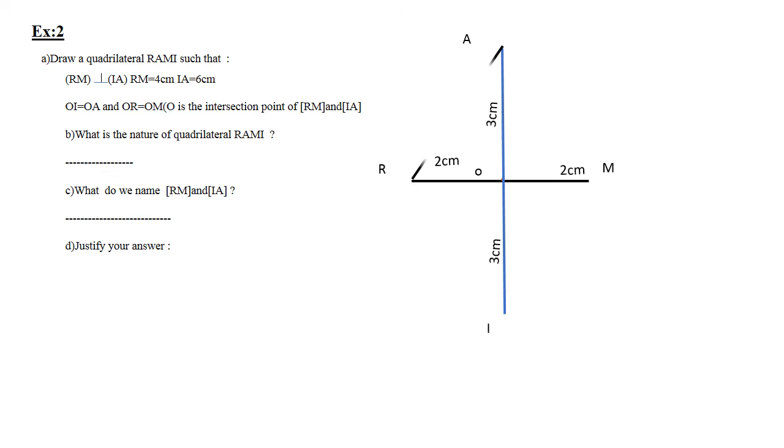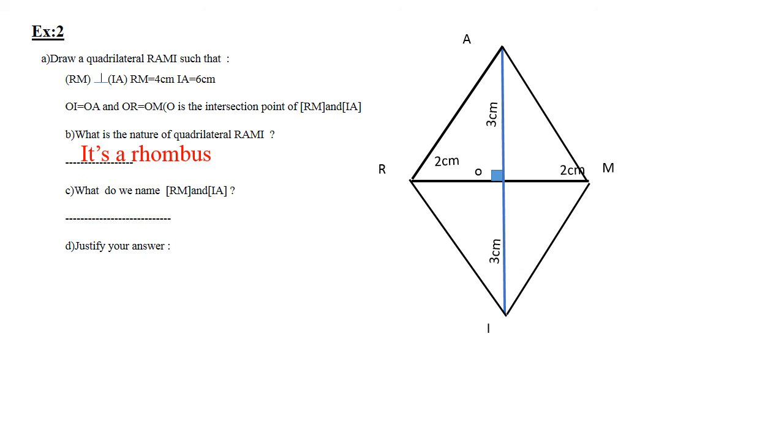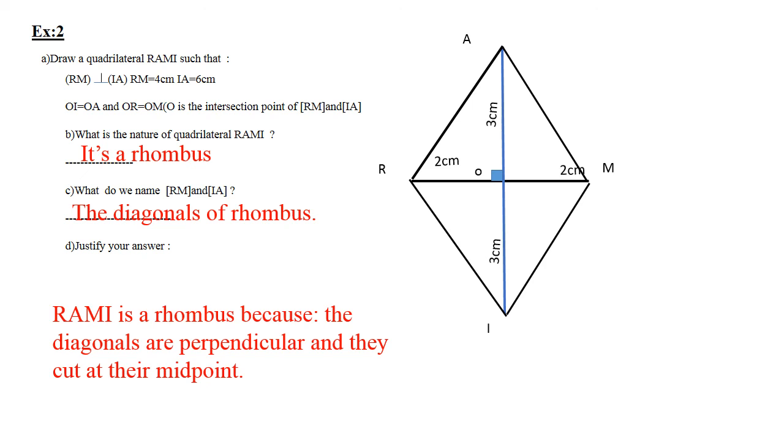Now look to the diagonals. The diagonals here are perpendicular. Part B. What is the nature of quadrilateral RAMI? It's a rhombus. Part C. What do we name RM and IA? The diagonals of the rhombus. Part D. Justify your answer. RAMI is a rhombus because the diagonals are perpendicular and they cut at their midpoint.